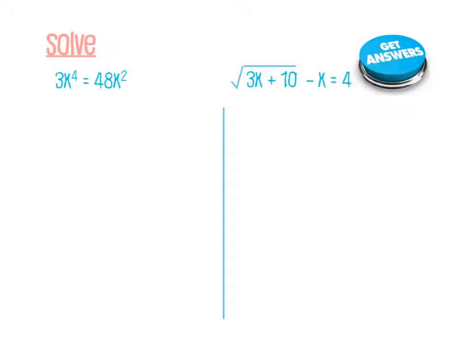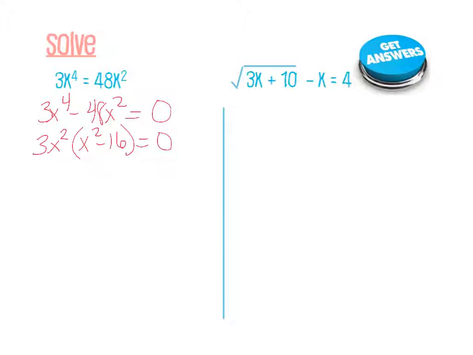This next problem is kind of similar to a previous one. You're going to want to set this equal to 0. Go ahead and subtract and get everything on the same side. Make it equal 0. Got that. Pull out your GCF. I could pull out a 3x squared on this one. And then I'm going to have x squared minus 16. And what you actually end up with there is a difference of squares that could factor again.